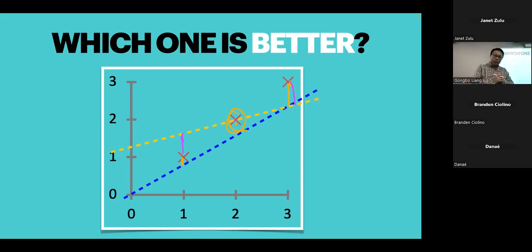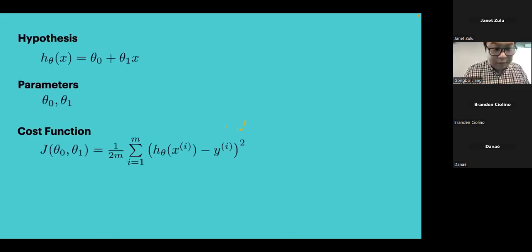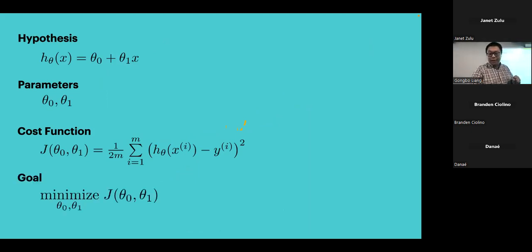How to measure this is called the cost function. I'm not going to go through the equation here, but I guess I have to a little bit. Sorry about that. The top line is our model. We want to figure out theta 0 and theta 1. This is the equation to measure, and what we do is take any input, then h of theta is our model.